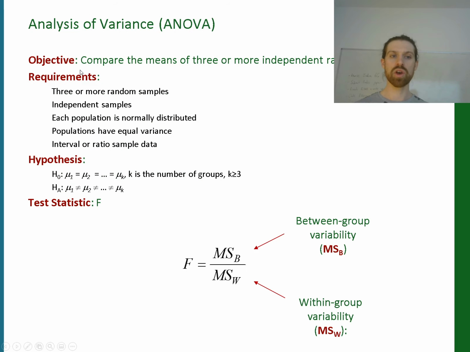So we have some requirements in order for us to meet the analysis of variance assumptions. Obviously, we've already covered that we're comparing the means of 3 or more independent random samples. That's fair enough. That should be fairly straightforward at this point. Those samples are independent, and each population is normally distributed because this is the parametric test, and we're expecting that those populations have equal variance, okay, and that we're using interval and ratio sample data. So if we don't meet any of these assumptions, then we need to think about the Kruskal-Wallis test that we'll cover in the second part of this lecture.